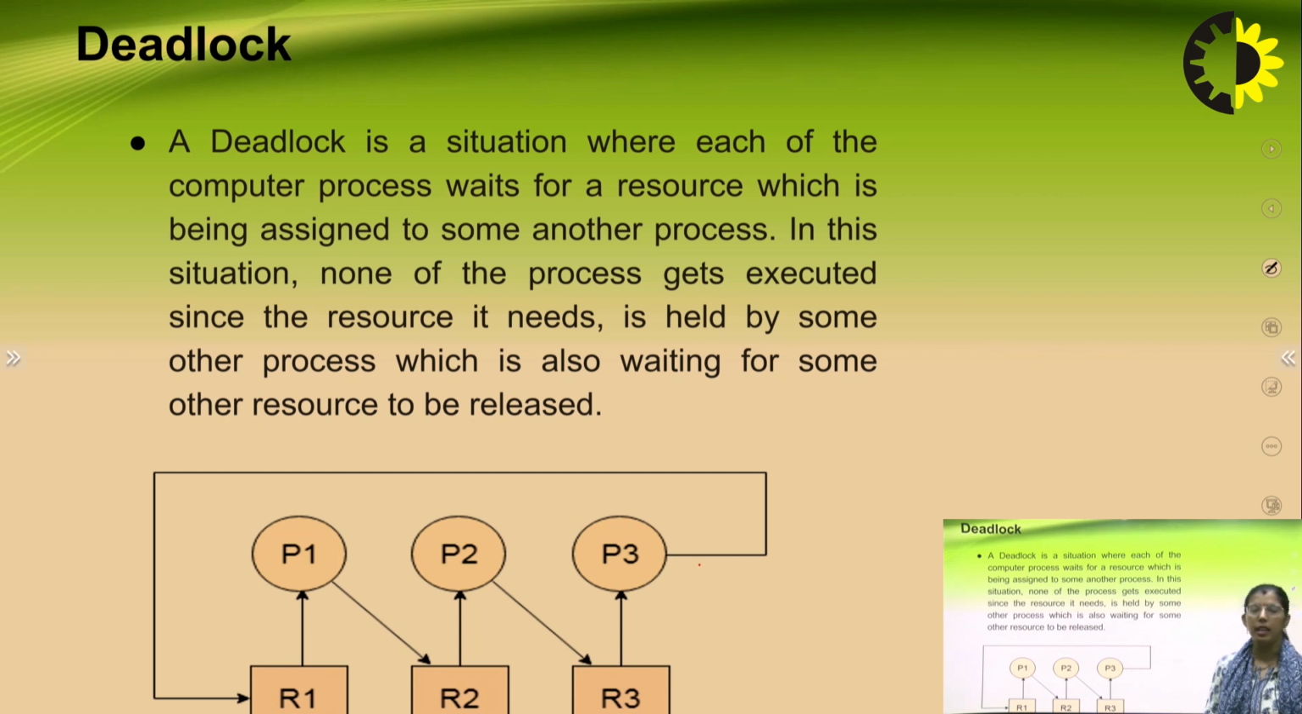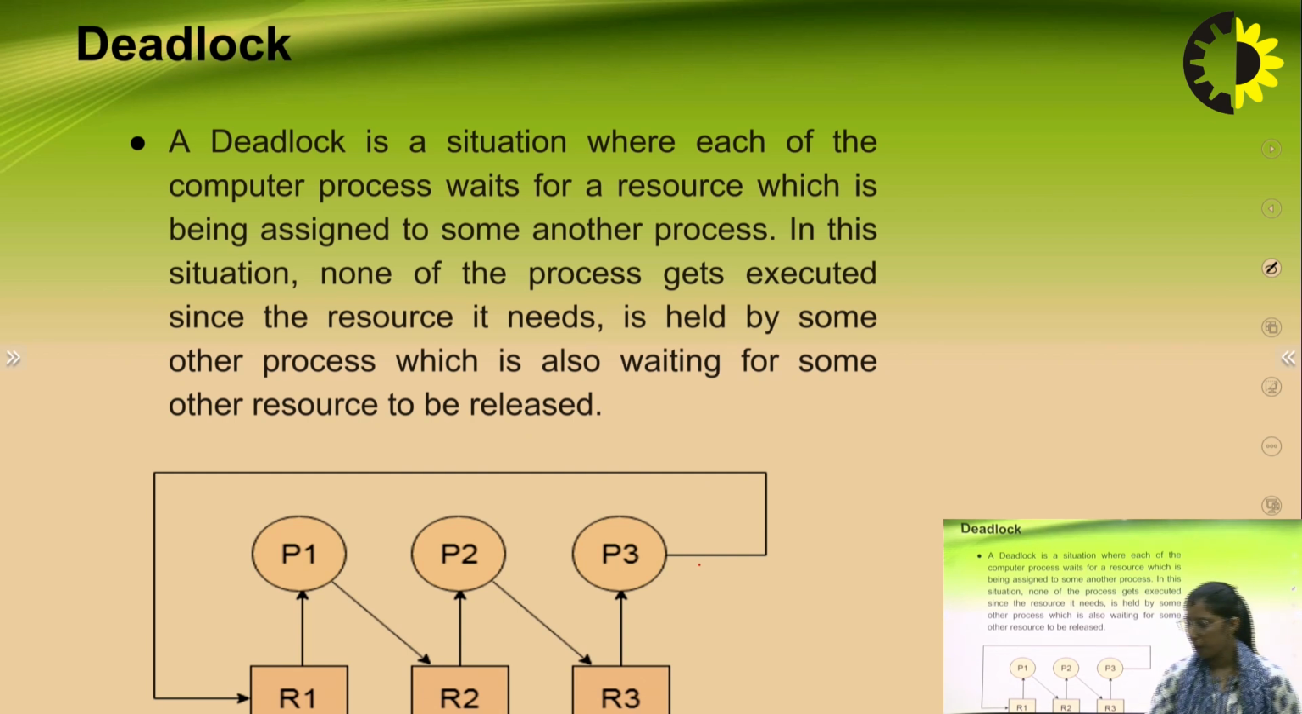So let's see here, a deadlock is a situation where each of the computer processes waits for a resource which is being assigned to some other process. In this situation, none of the processes gets executed since the resource it needs is held by some other process which is also waiting for some other resources to be released.